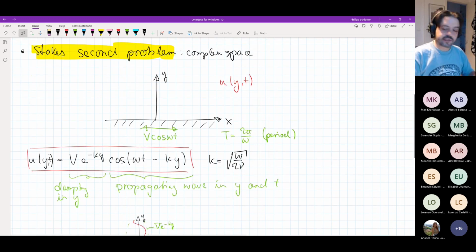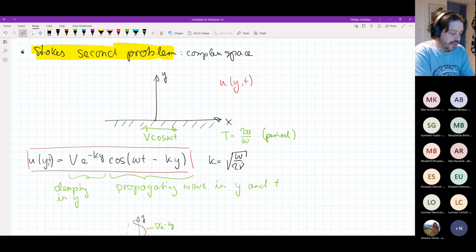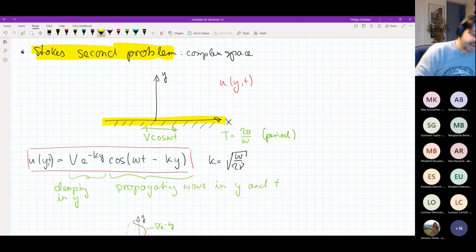Then we also looked at Stokes' second problem, which is also an illustration of one particular way of providing a solution to an unsteady partial differential equation. The problem is as follows: you have again a flat plate, but as opposed to Stokes' first problem where you just accelerate this plate, in this case, the plate is moving back and forth. Then the question is, how does this wall movement transpire into the fluid domain?